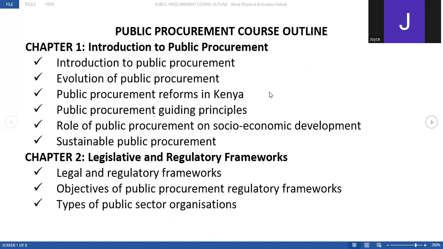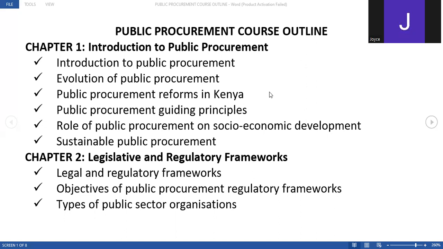Then the other thing we will talk about is public procurement reforms in Kenya. So we've been having reforms over the years, and these reforms have enabled the government to streamline the processes within the various institutions or procurement functions. Then public procurement guiding principles. For you to succeed in public procurement, there are some principles that normally guide you as a procurement practitioner when doing all this. Then we have the role of public procurement in social economic development.